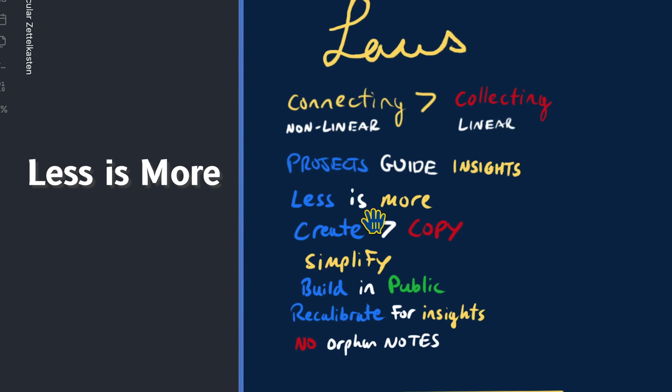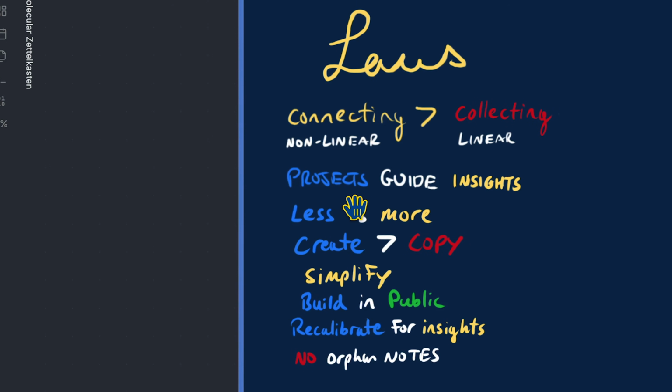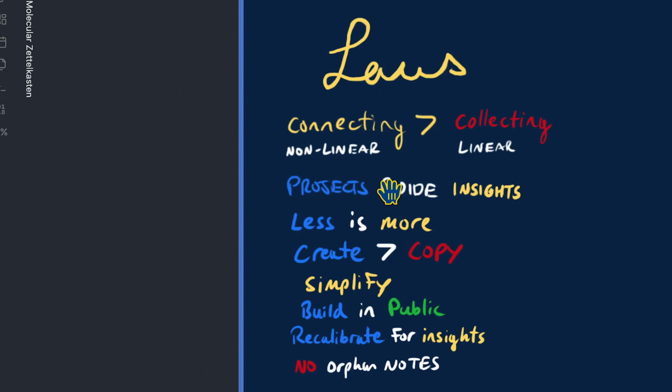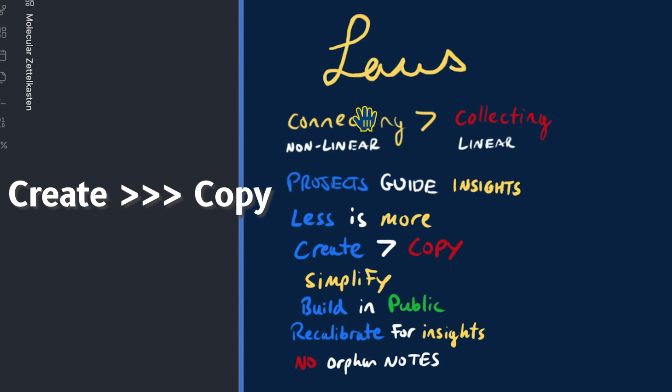Another law is that less is more. We don't want to have a ton of information here. We have enough information with the internet. The goal is to try and reduce and distill the information to its core so that it can be far more applicable. And related to connecting over collecting, we have create over copy.